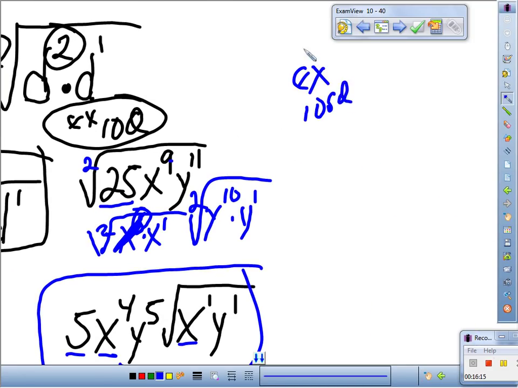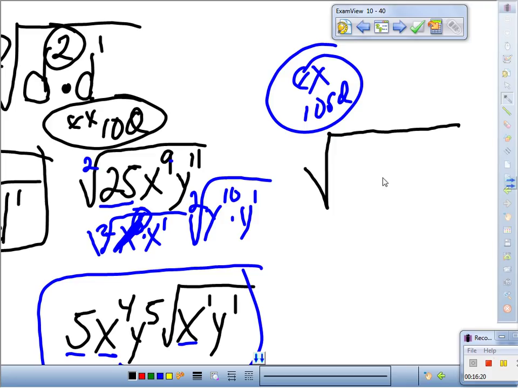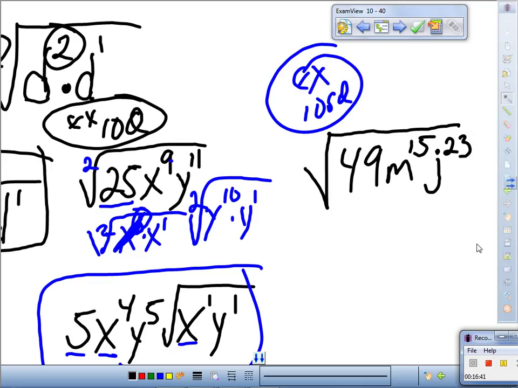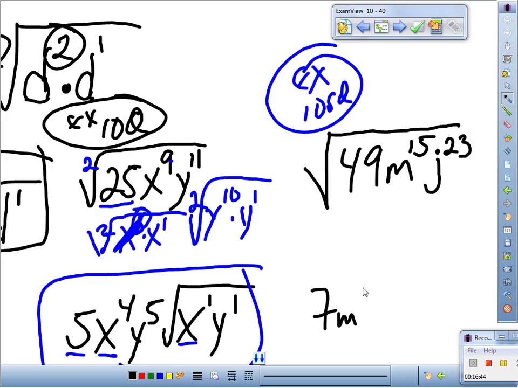Example 10 super Q. Let's do square root of 49 M to the 15 and J to the 23. See what you get. All right, let's see what we got. Who got 7 M to the 7th, J to the 11th, square root of M to the first, J to the first? That is correct.